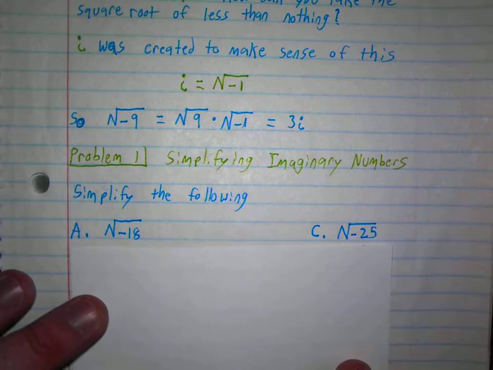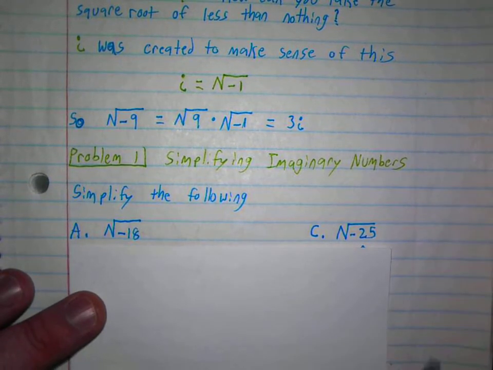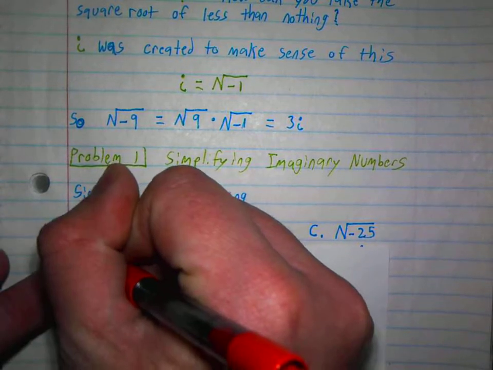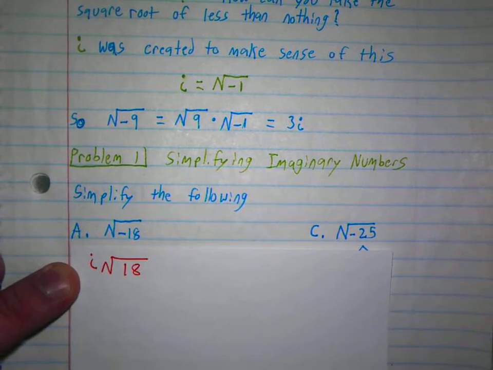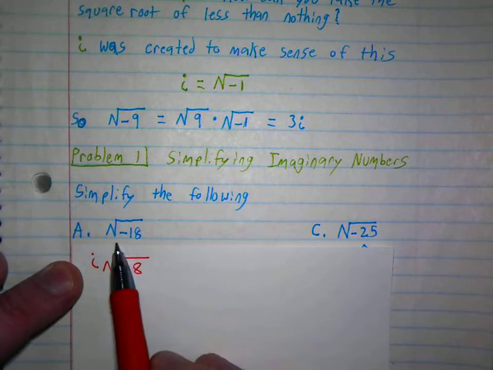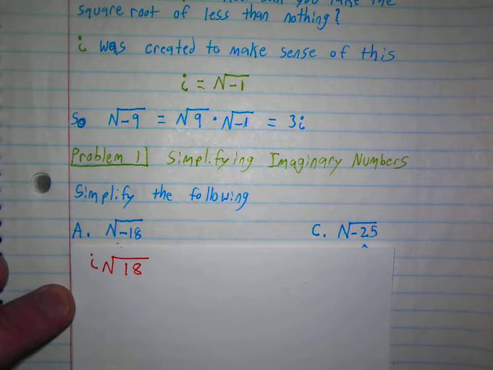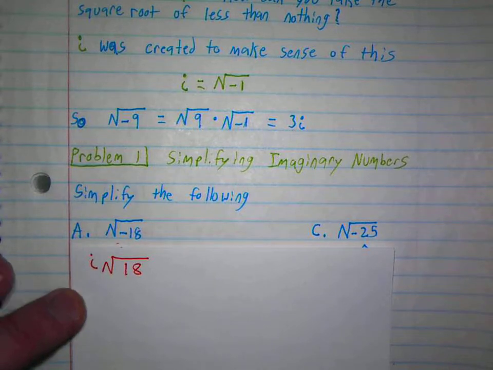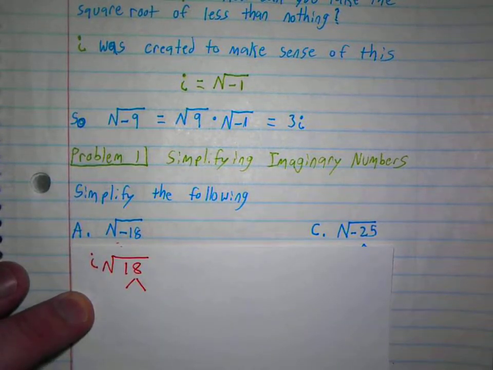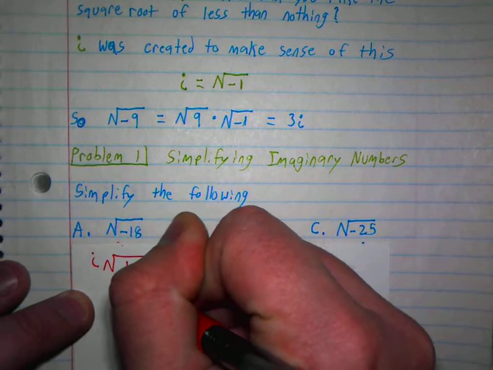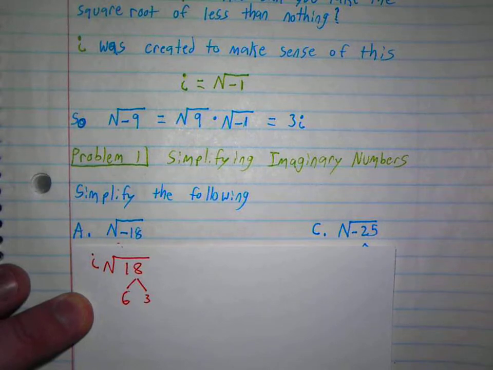So what I'm going to do is I'm going to take square root of negative 18. And first what I might do is bring out the negative. Okay? So I could bring out the negative sign and make it an i. Because the square root of negative 1 is i. Okay? And then 18, what times what is 18? 6 times 3. And then 6 is 2 and 3.